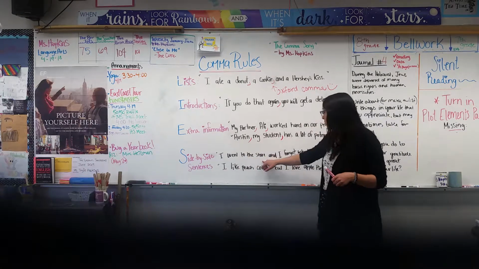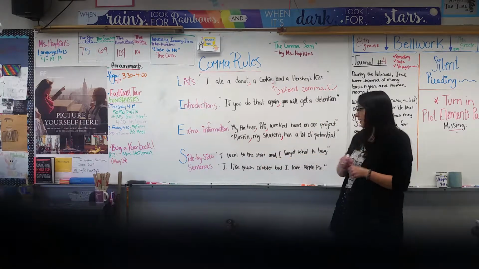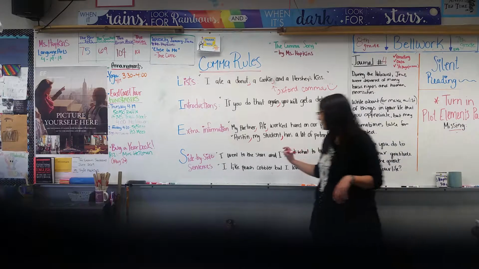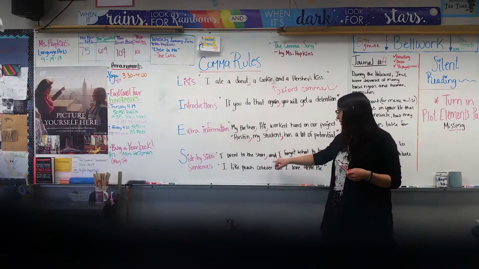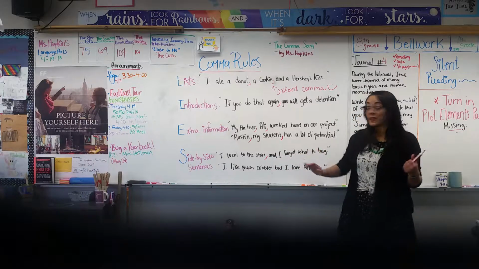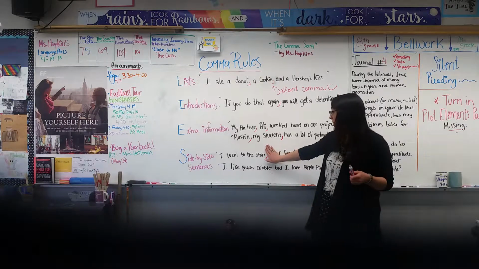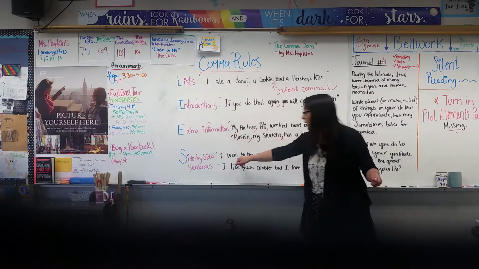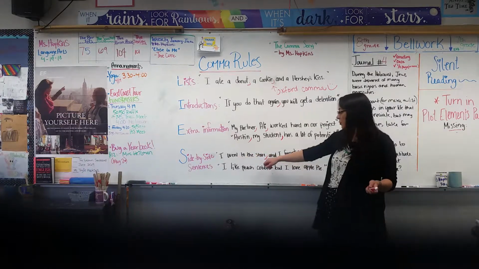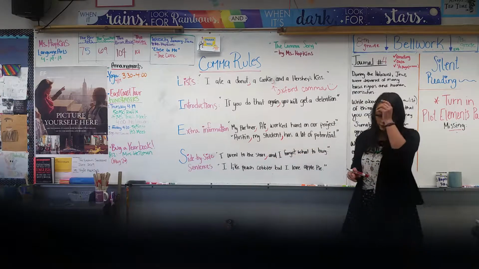But I went to the store and I forgot what to buy. So here you would have a comma after store. I went to the store and I forgot what to buy. These could be their own sentences. We could have a period here. I went to the store, period. I forgot what to buy. But they're closely related, so we've connected them with a comma and a conjunction.